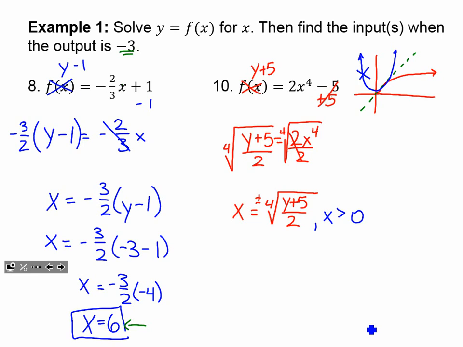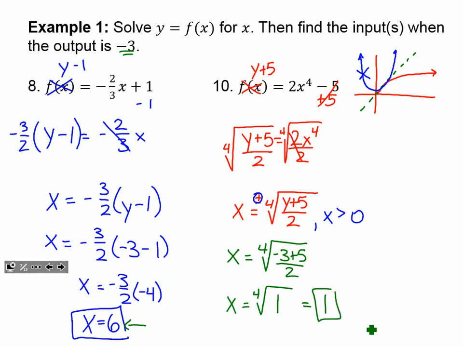Okay, so that's one of those cases where our domain comes into play. Another way of thinking of it is I only want the positive version of these x values. So instead of having plus or minus, I just want the positive. I want it to be 1 to 1. So let's find the input. When the output is -3, I want to solve for that x. It's going to be the positive 4th root of (-3 plus 5) all over 2. That's the positive 4th root of 2 over 2, 1. It's just 1.